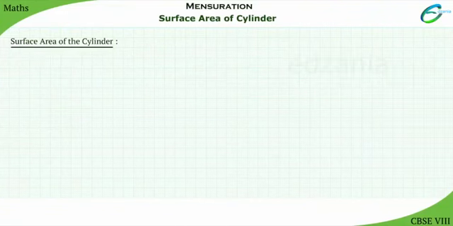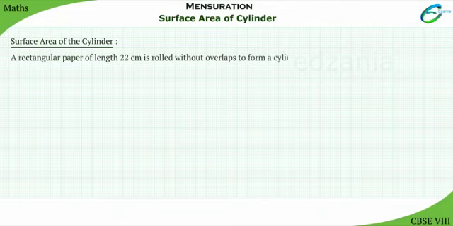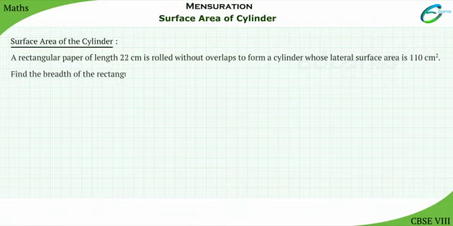Let us solve one more problem. A rectangular paper of length 22 centimeters is rolled without overlaps to form a cylinder whose lateral surface area is 110 centimeters square. Find the breadth of the rectangular paper used here.